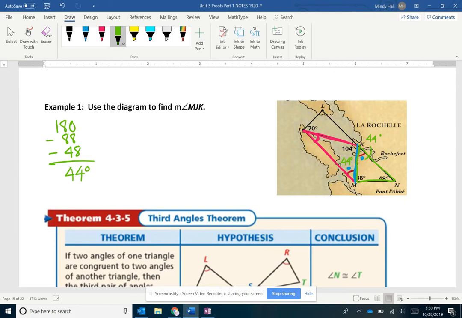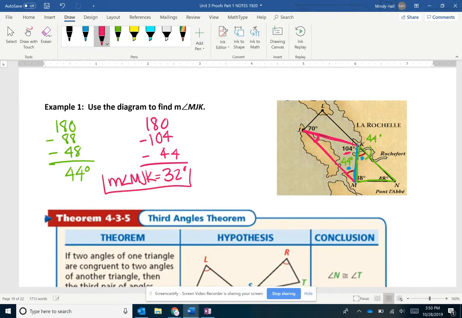Then I have the original triangle I was looking at, so I have 180 minus 104 minus the 44, and that gives us 32 degrees. So we know that the measure of angle MJK is 32 degrees. Just make sure that when you are doing these problems, you are finding the correct angle, taking your time, and verifying you are talking about the right angle.